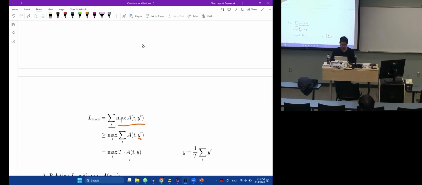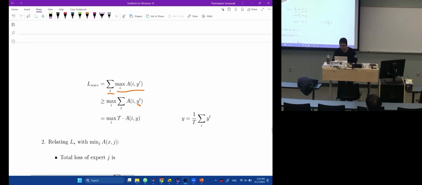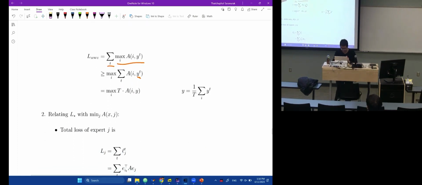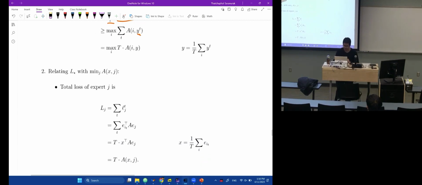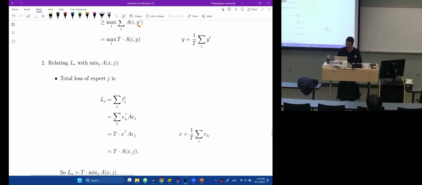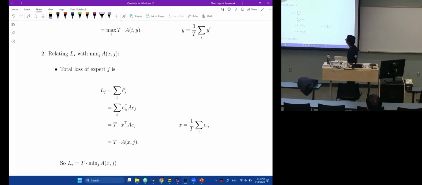Okay. Sorry, I need to rush a bit, so let me go through it quickly. Similarly, when you try to relate the L star with this thing, you can compute the total loss of expert j, and you can follow the calculation. Maybe do this at home.